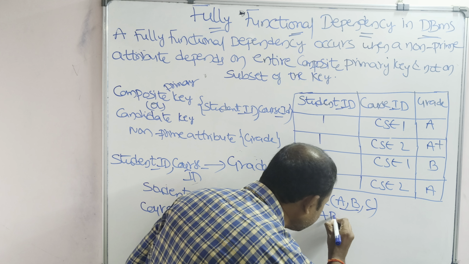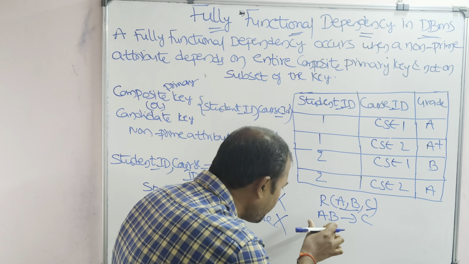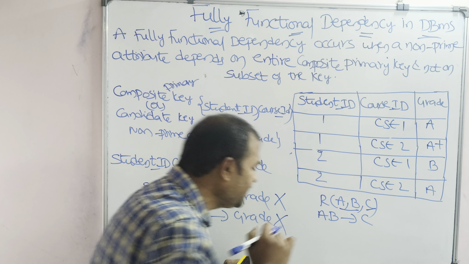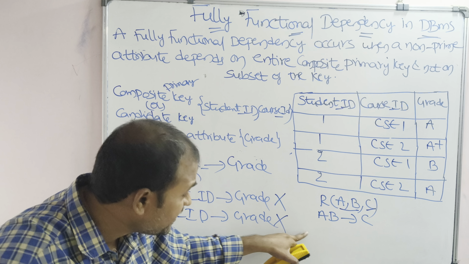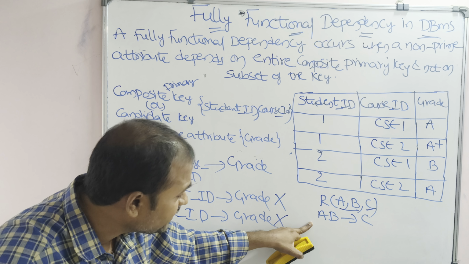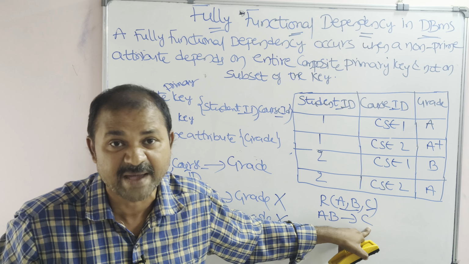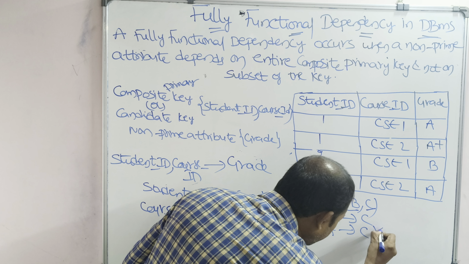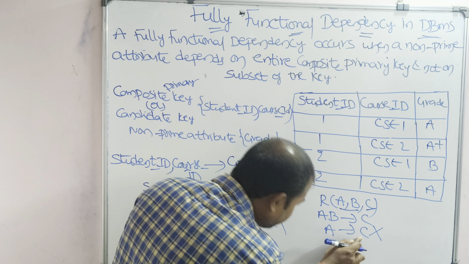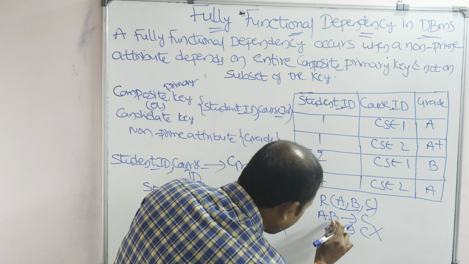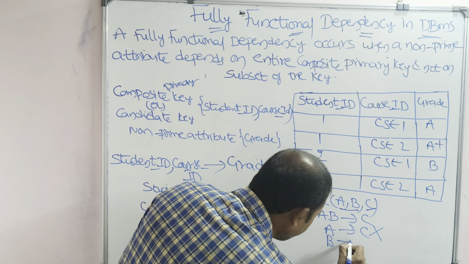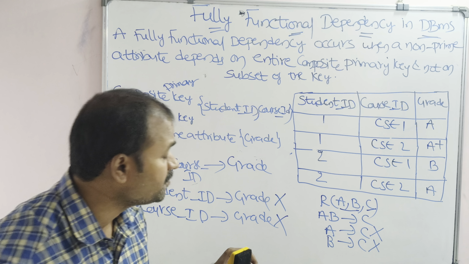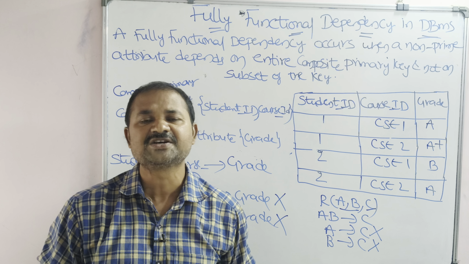So A, B is determining C. A, B combinedly determine C. Here C is depending on A and B. But a part of the candidate key, a subset of the candidate key, doesn't determine this non-prime attribute. So here a part means A implies C. So this functional dependency is wrong. A doesn't determine C, so C doesn't depend upon A. Likewise, the other part of this candidate key means B implies C. So this is also wrong. B doesn't determine C. C doesn't depend upon B. So this is about fully functional dependency in DBMS.